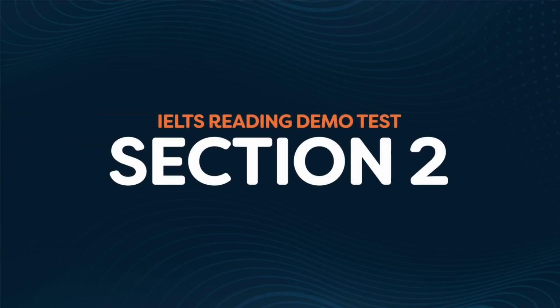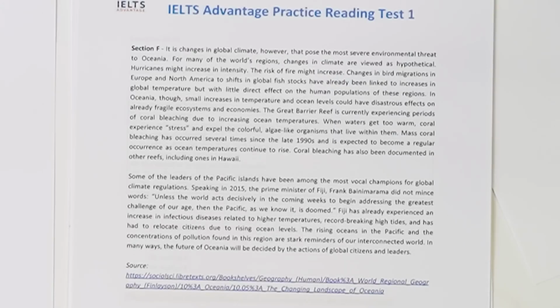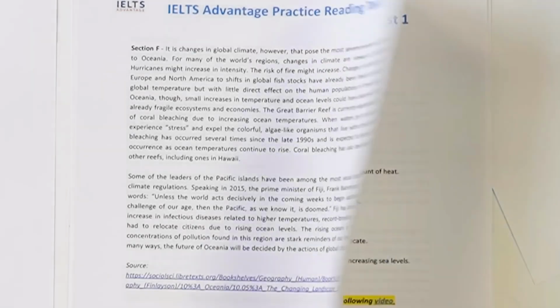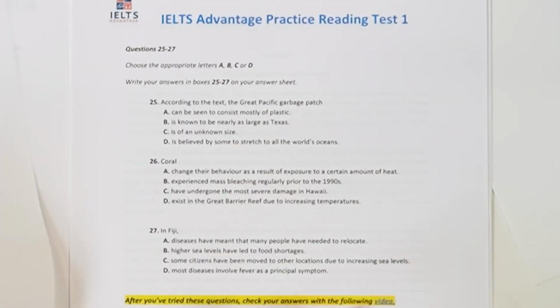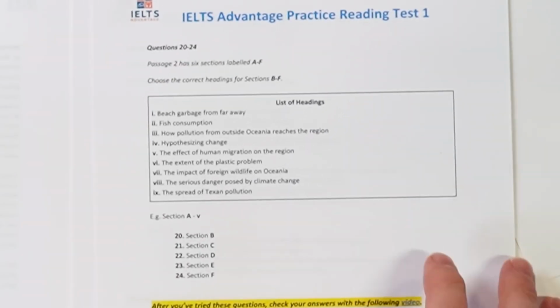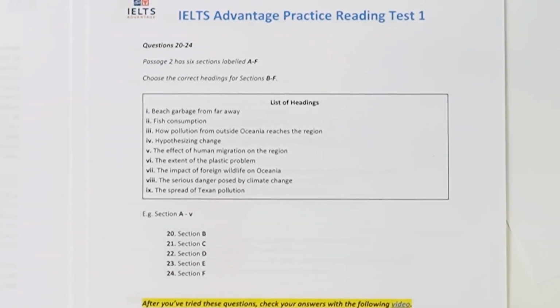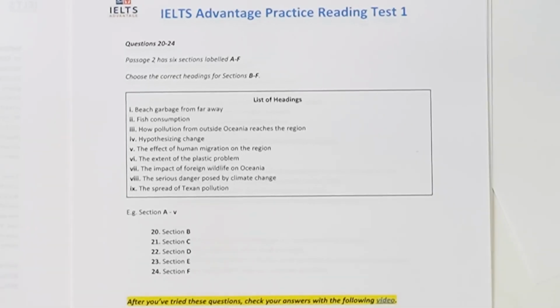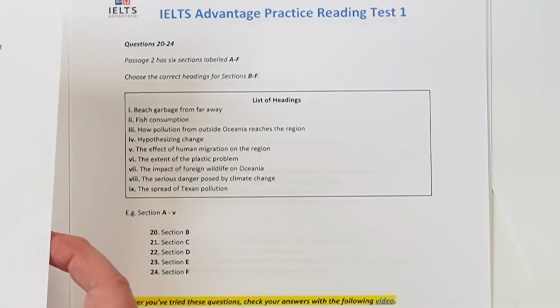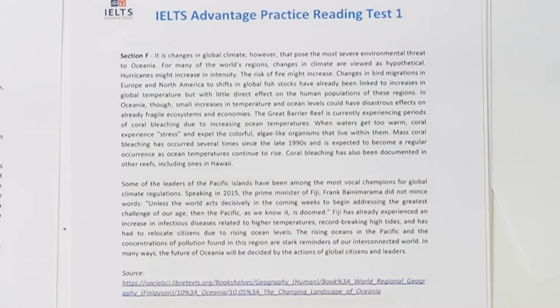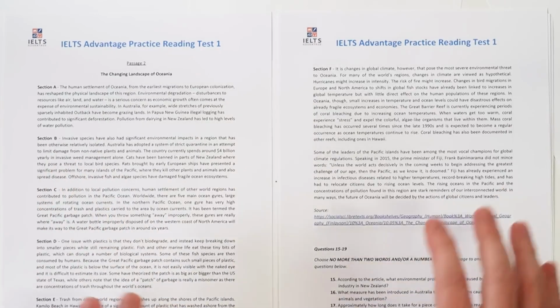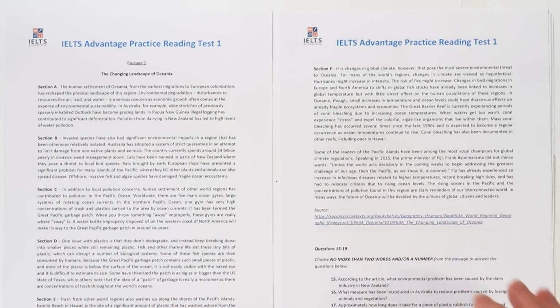Okay, so let's start section 2. So first of all, we're going to check what type of questions are going to come up. So we have short answer questions here, and we have matching headings and multiple choice. So we've got a matching headings question here. So we're going to do the matching headings question first because what the matching headings question asks us to really do is to read the whole article, read the whole text, and understand the general meaning of each paragraph here.